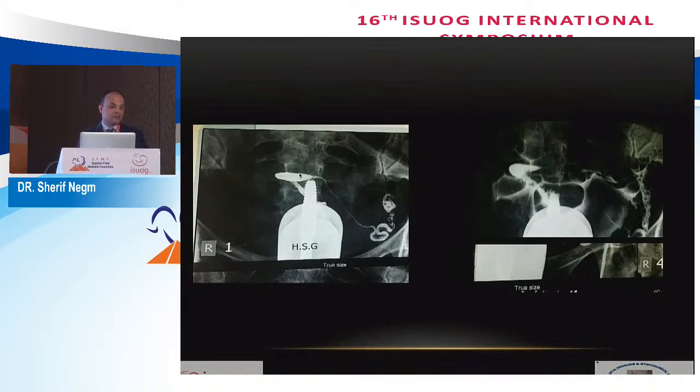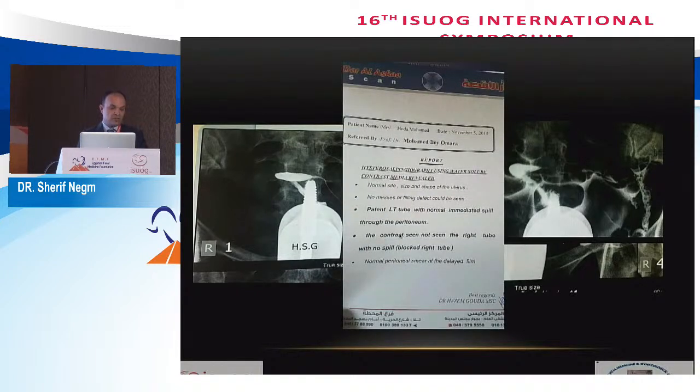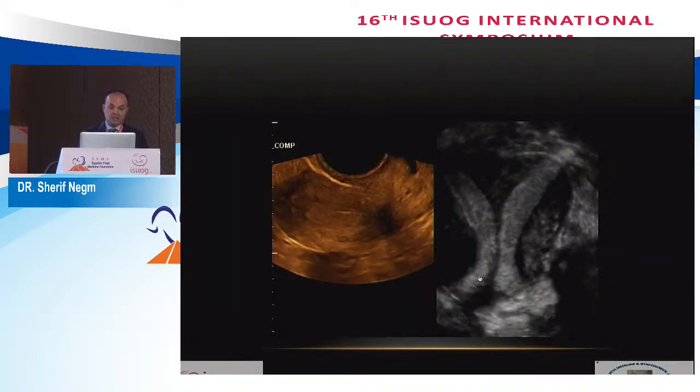See here that the uterus looks very strange, and only one fallopian tube was picked up by hysterosalpingography. And you can see here the report that came with the patient with the hysterosalpingogram saying that this uterus is normal and there is a unilateral tubal obstruction, and this is the 3D ultrasound appearance.